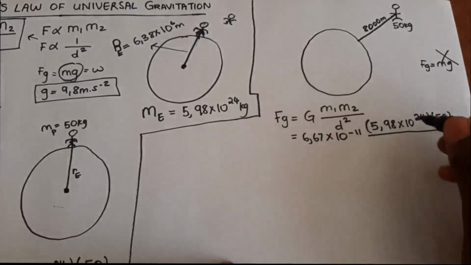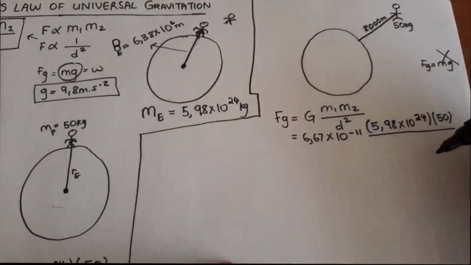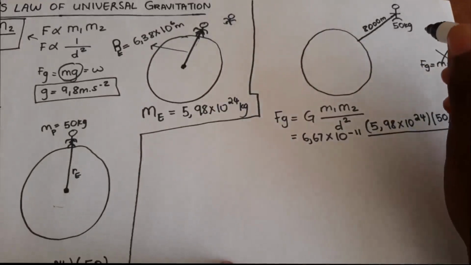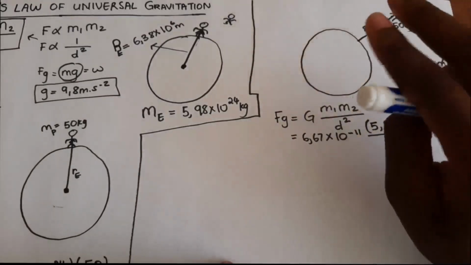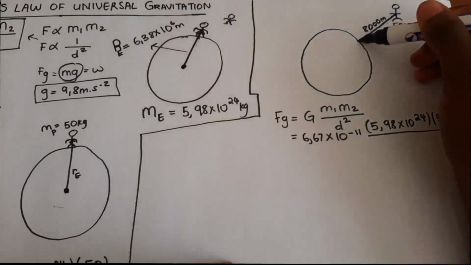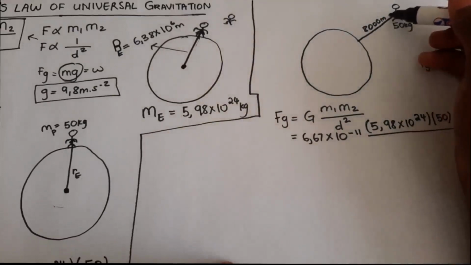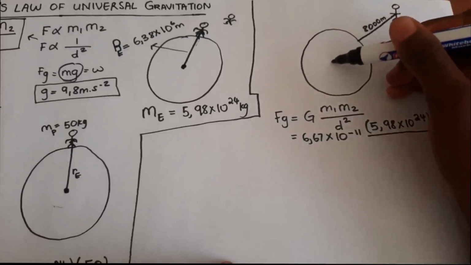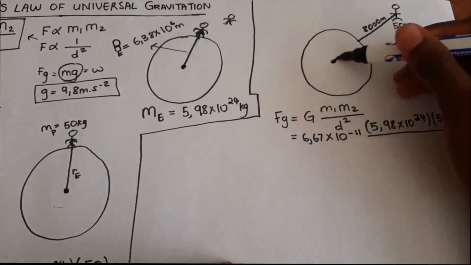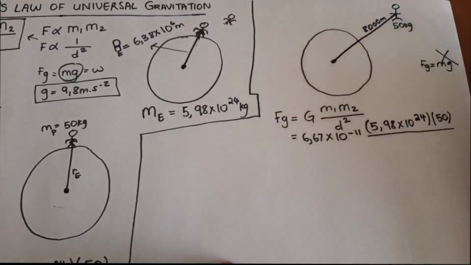D squared is the distance between them. Mind you that the distance must be from the center of each and every object, between the two objects. So the distance from the center of this person to the earth's surface is 8,000 meters. Meaning that we must start from the center of the earth, so we're going to add our radius.